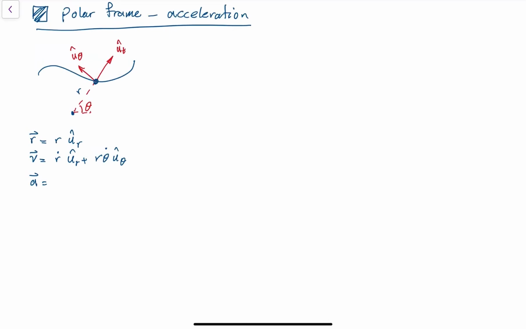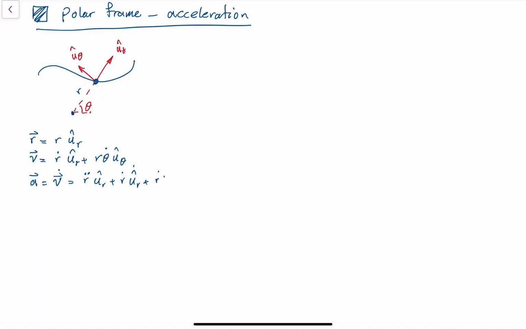Okay, so now we have seen position and velocity vectors in polar frame. It is time to define acceleration. We have velocity, so we can take acceleration as the time derivative of velocity. You can do all the cool stuff, r double dot u_r plus r dot u_r dot, and so on. Let me write it down.